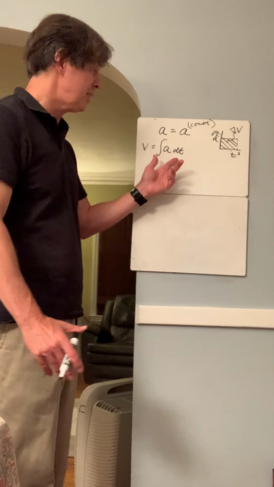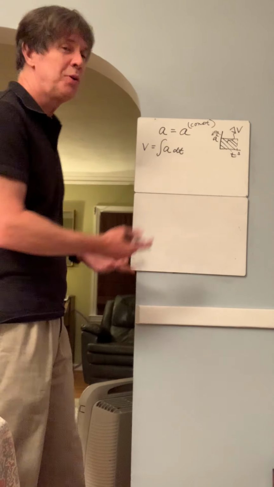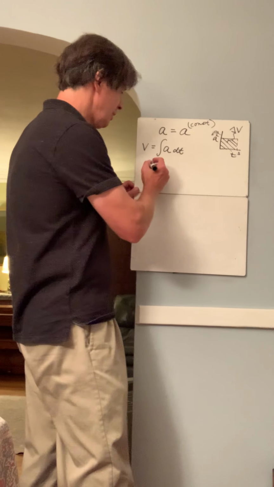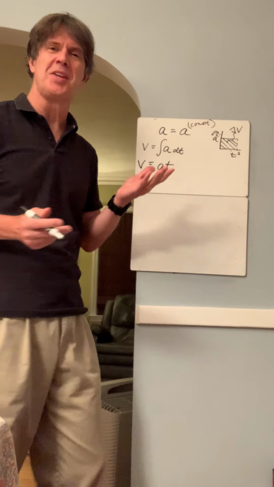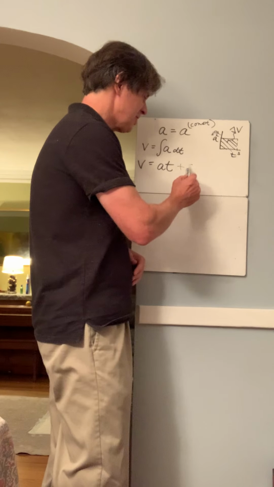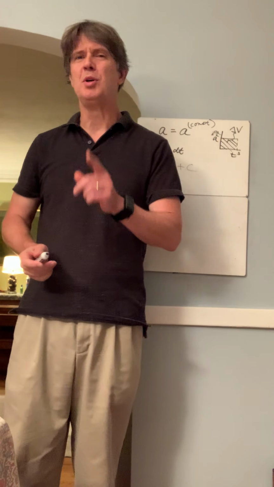And so we're integrating with respect to time. And this gives you a speed. But what do you get when you do this? Well, a is a constant. What is the integral of a constant? It's a times t. So I could just say, oh, there, v equals at. Well, maybe. But you know, it's really plus a constant because you might have already been moving.